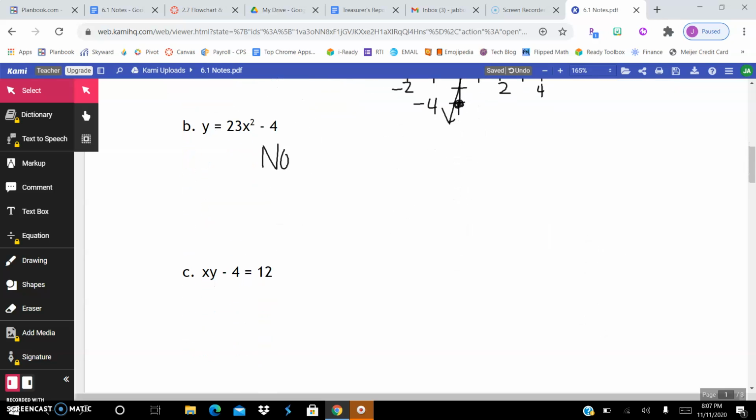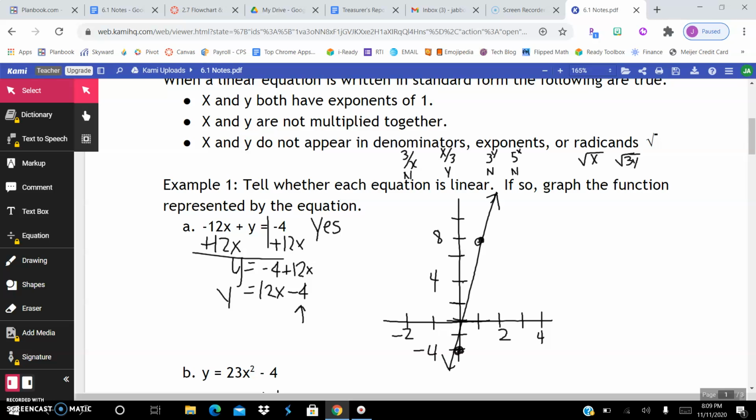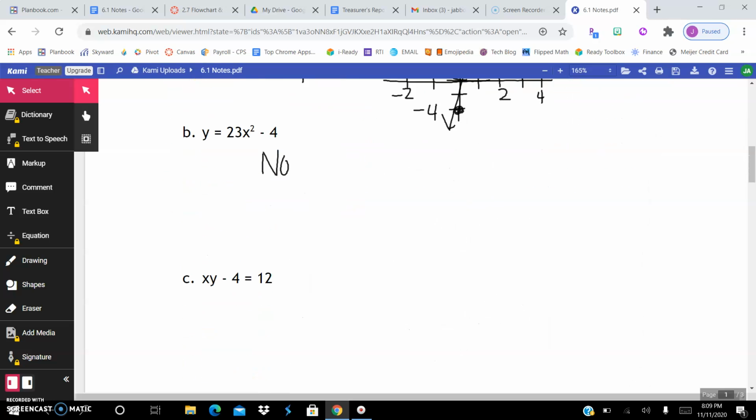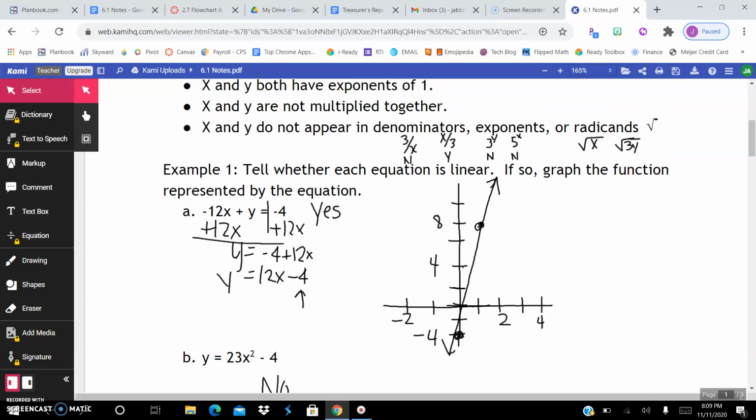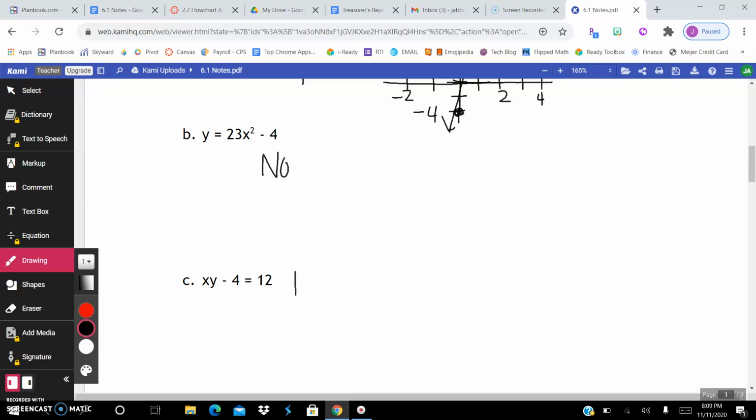And then here, we have xy minus 4 equals 12. Back up here to the bullets, the first one, x and y both have exponents of 1. That's true. Number 2, x and y are not multiplied together, but x and y are multiplied together here, so this is a no as well.